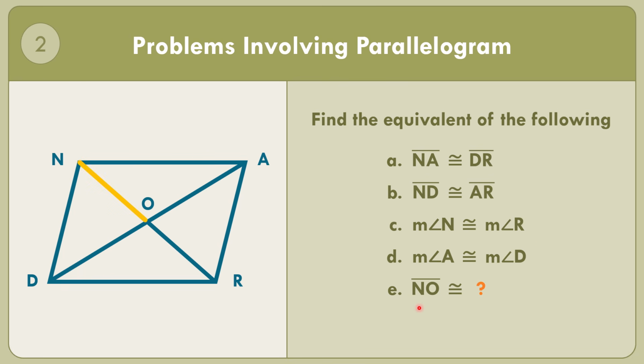How about letter E? Line segment NO. So this is diagonals bisect each other. It means line segment NO is congruent to line segment RO. So this is line segment RO. Letter F, line segment DO. So this is diagonals bisect each other. So it means line segment DO is congruent to line segment AO.